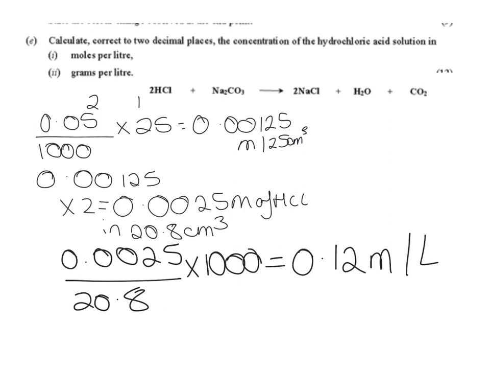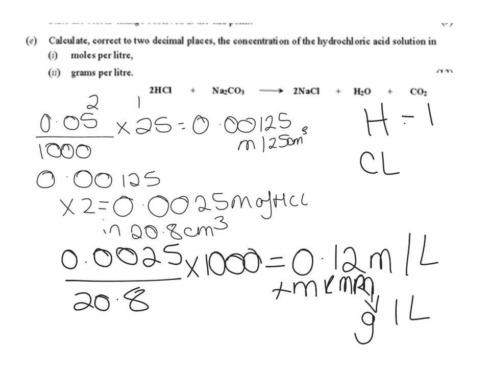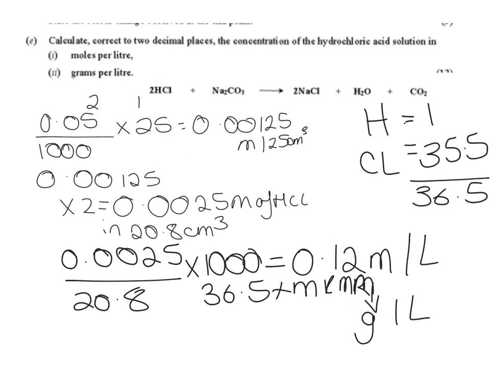The final step in this question is to calculate grams per litre. So to calculate grams, I'm going to multiply by the relative molecular mass. So of HCl, we have 1 hydrogen, which is equal to 1. Chlorine is always our tricky one. We take it as 35.5, so we're going to be multiplying by 36.5. And when we do that, we get our final answer of 4.38 grams per litre.